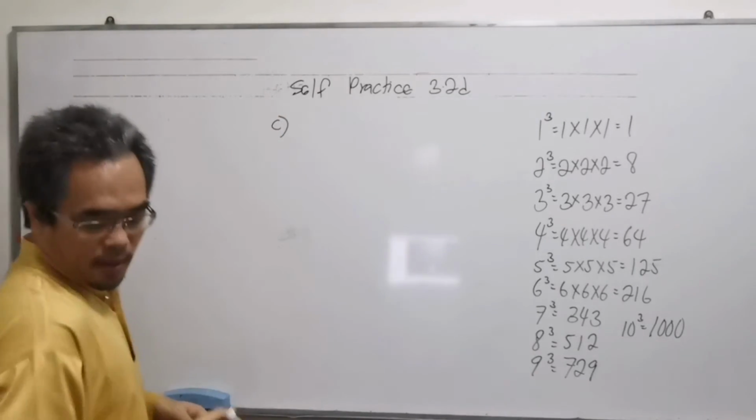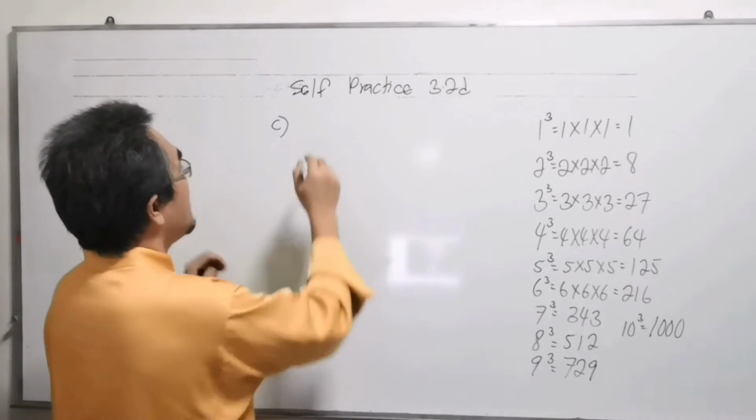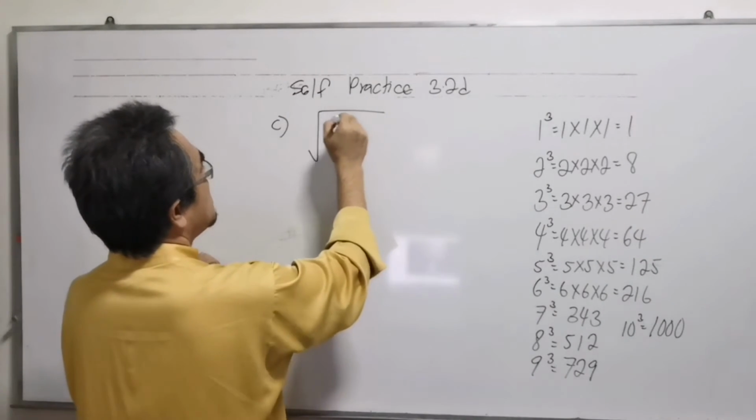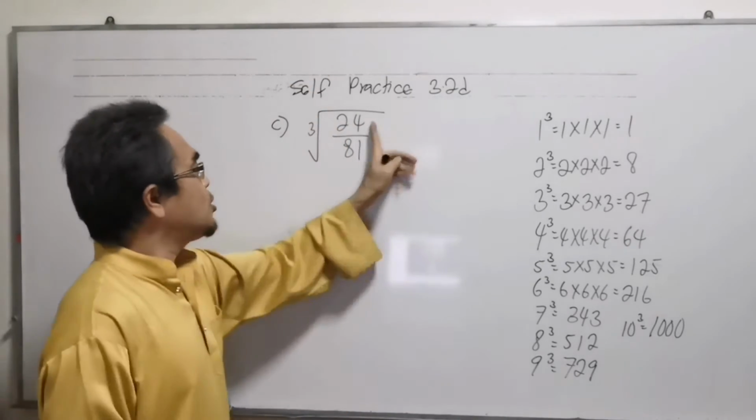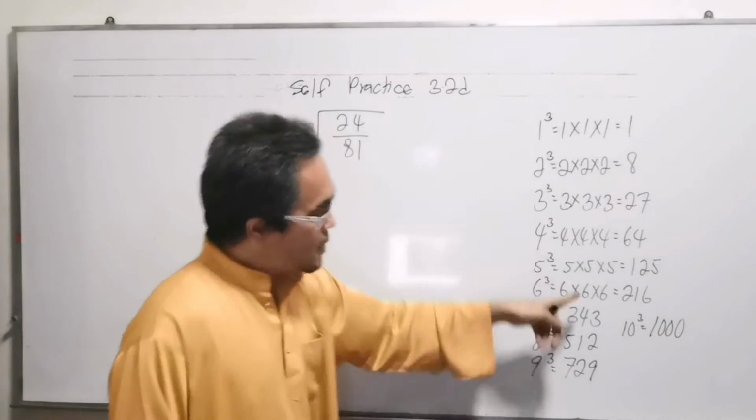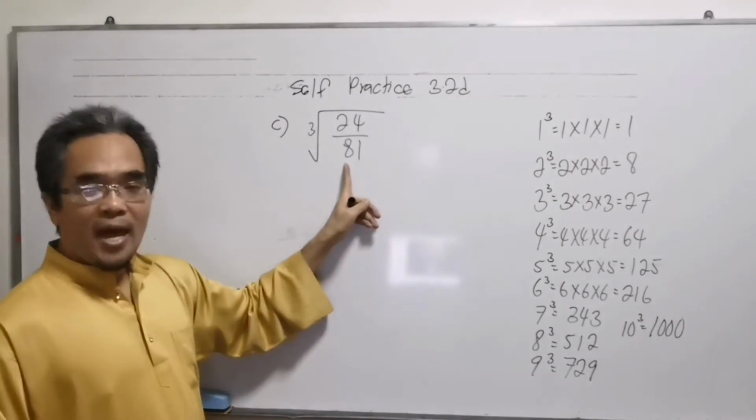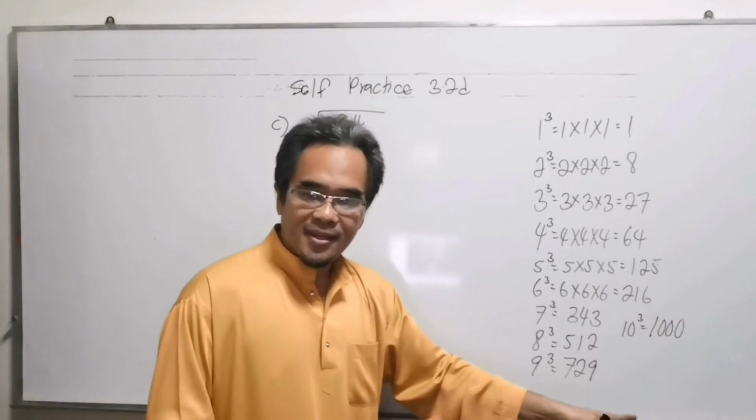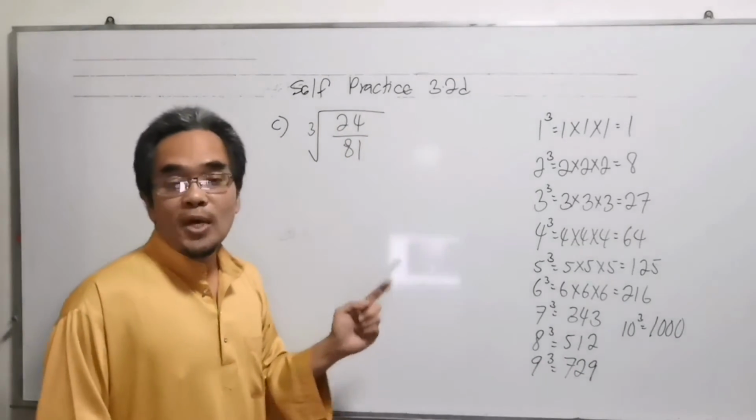So question C is cube root of 24 over 81. What is the cube root of 24? There's no 24 and there is no 81 there. So what happened? Sometimes you need to simplify.